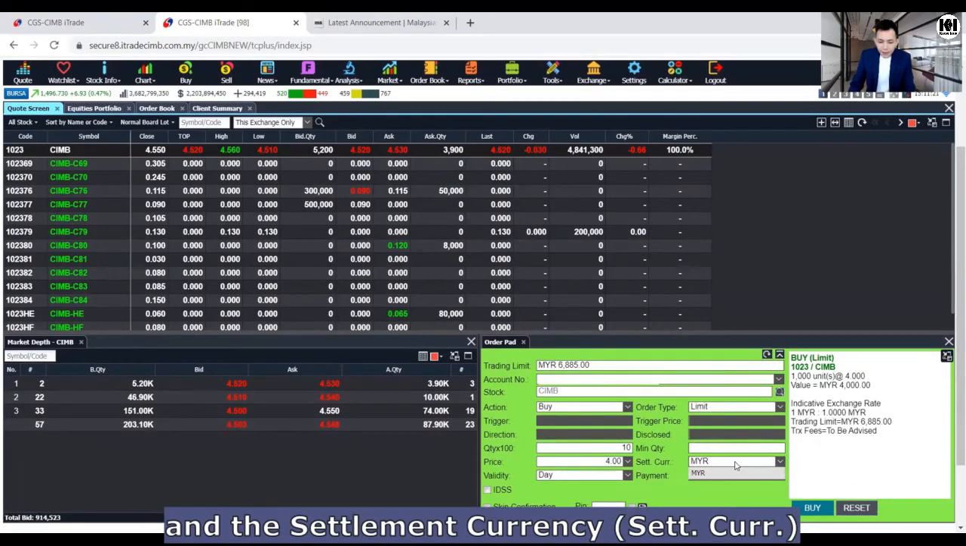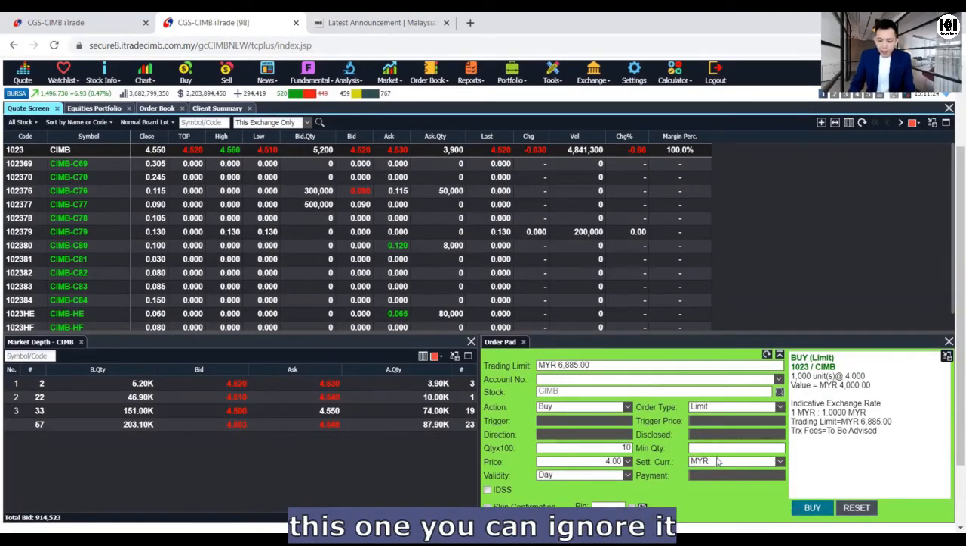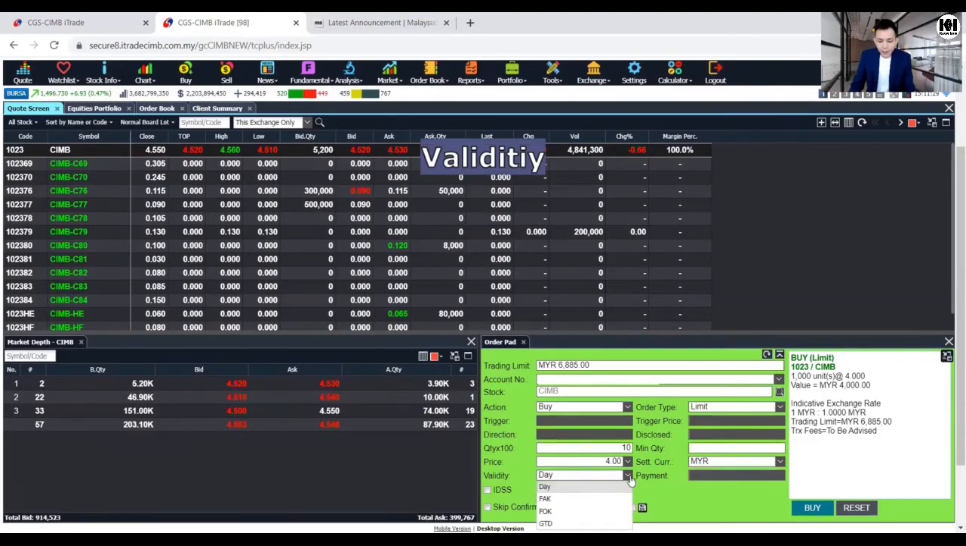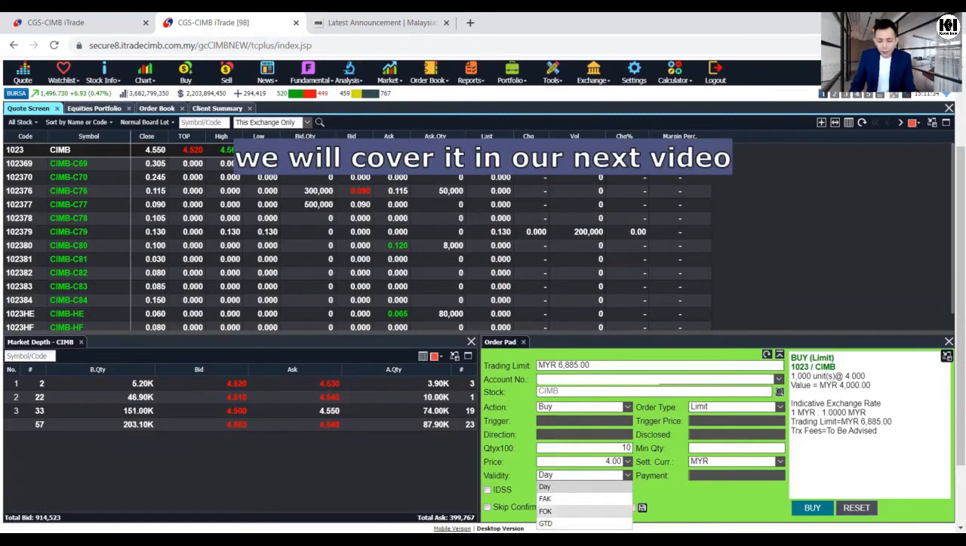And the settlement currency, minimum quantity, this one you can ignore because this one is in ringgit. You can choose in ringgit. Validity, here is for the complicated ones, FAK, FOK, GTD. We will cover it in our next video.